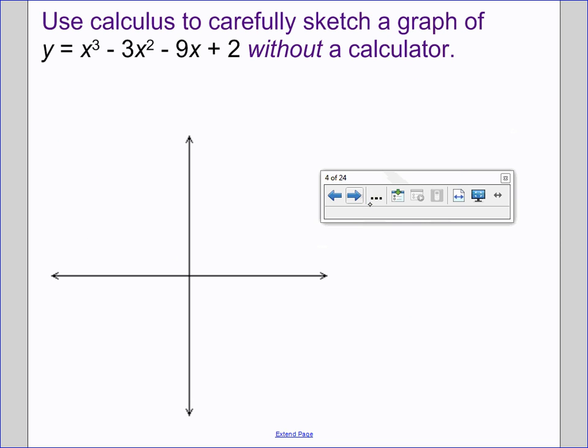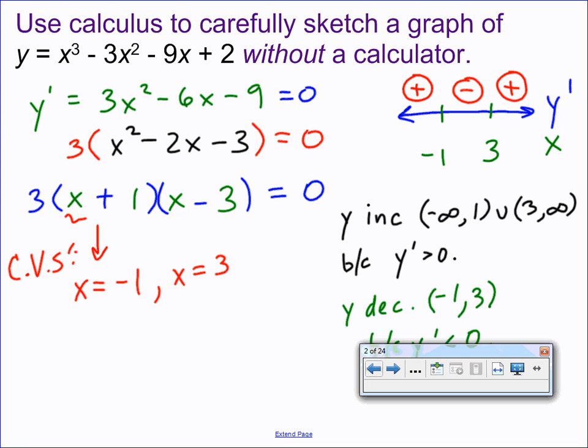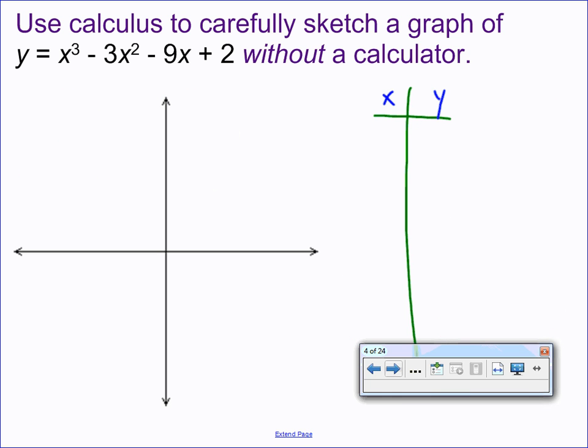So what do we need? Well, we still need an xy chart, so we'll go ahead and get the xy values. I'll choose any of my critical point x values, any of my point of inflection x values, and then I'll pick a value on either side to flesh out what this looks like. So we need x equals -1, x equals 3, x equals +1, and 0 is usually easy to evaluate, so let's include those.